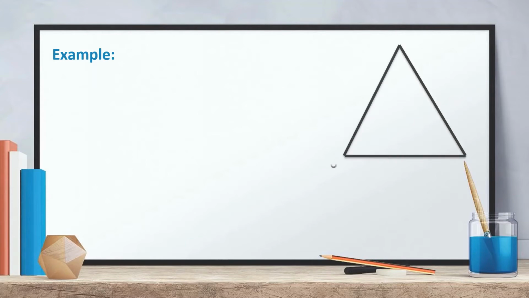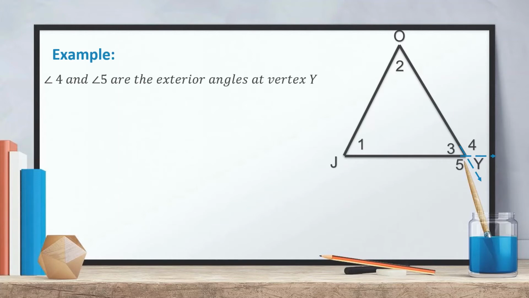For example, in triangle JOY with the interior angles 1, 2, and 3. When JY is extended at vertex Y, you will form angle 4. When OY is extended at vertex Y, you will form angle 5. Then, angle 4 and angle 5 are the exterior angles at vertex Y. When JO is extended at vertex O, you will form angle 6. And when OY is extended at vertex O, you will form angle 7. So, angle 6 and angle 7 are the exterior angles at vertex O.